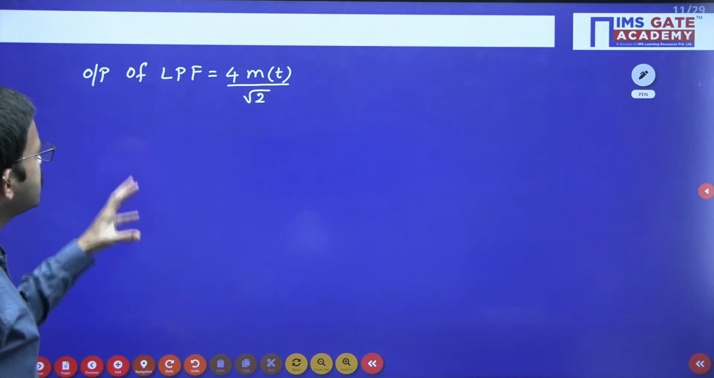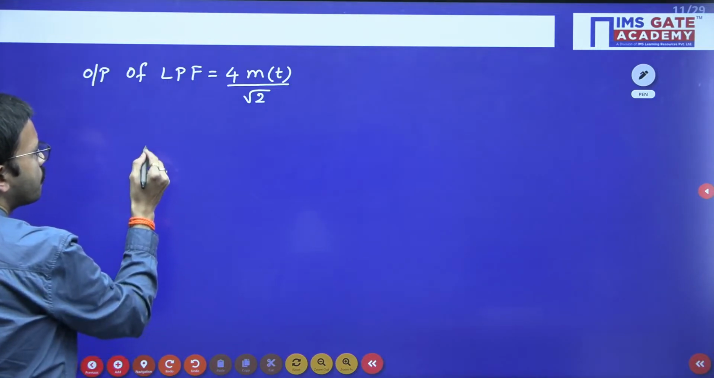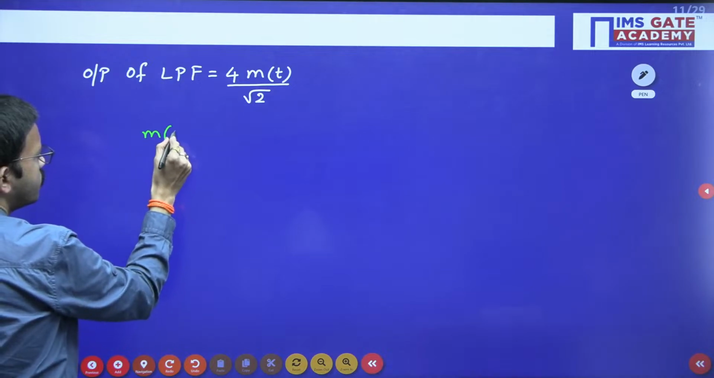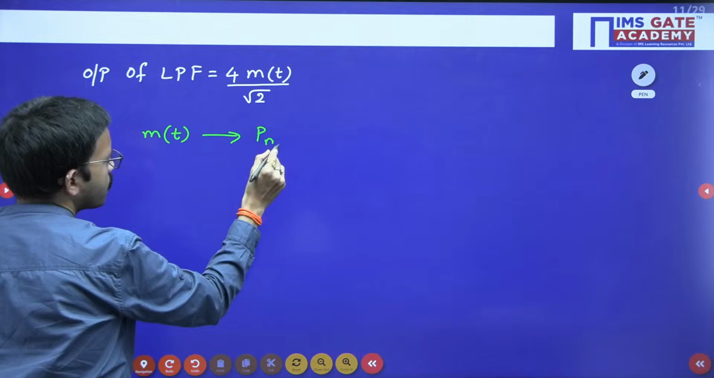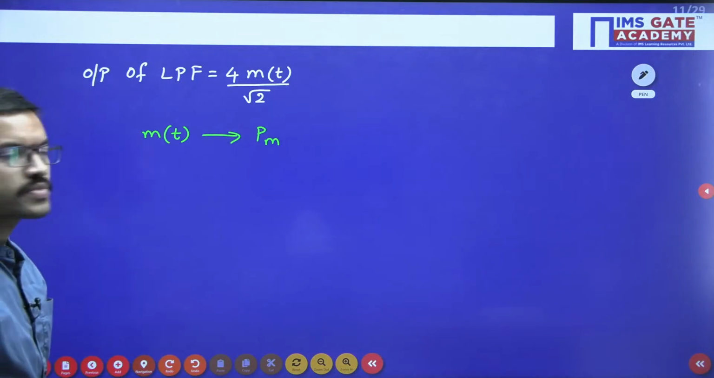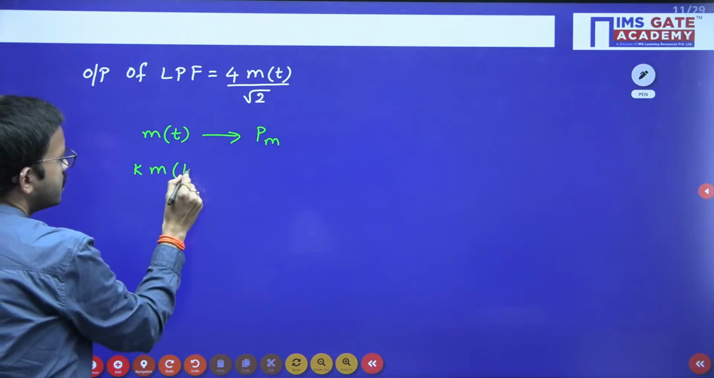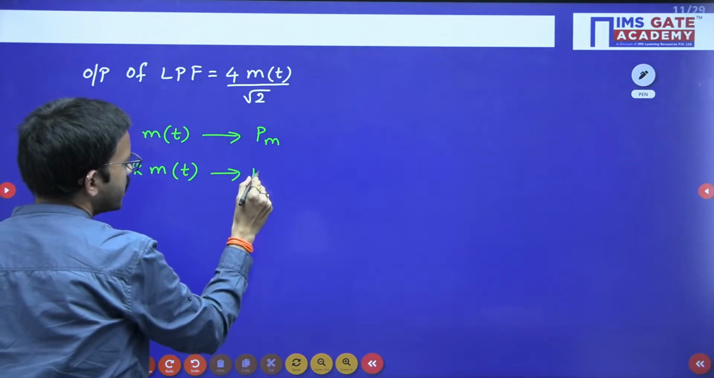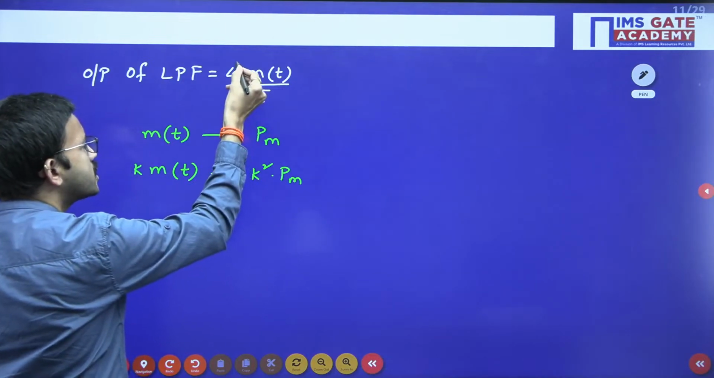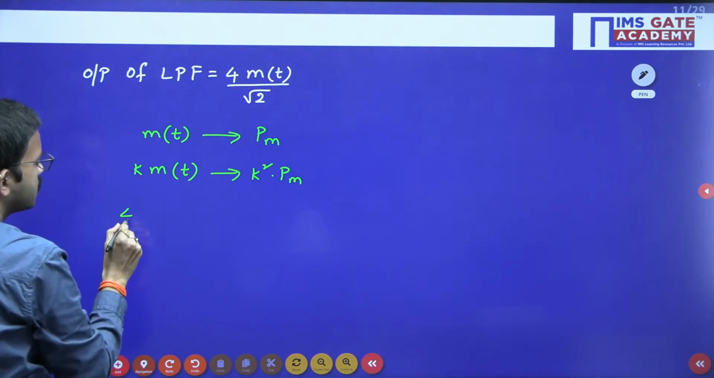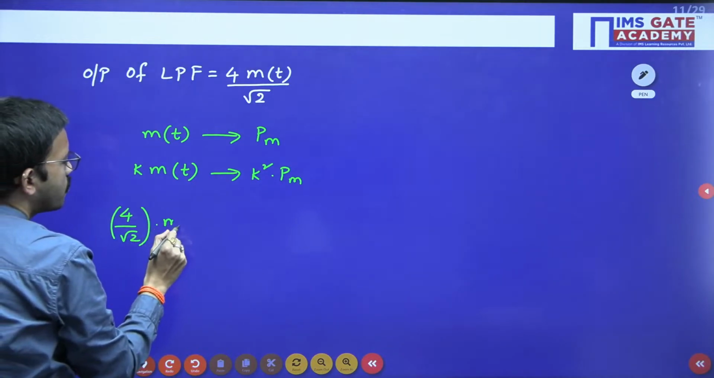Now the question is, you have to calculate the power, right? Just like the previous question, here we have mentioned, if you are having only the modulating signal, the corresponding power you will get is Pm, the power of the modulating signal. If you are having a constant times the modulating signal, then the corresponding power will be k square times Pm. So here the constant is 4 by root 2, right? 4 by root 2 is the constant times the modulating signal.